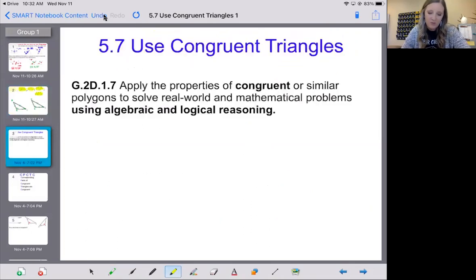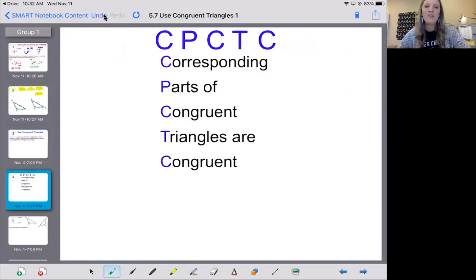So it says using congruent triangles. So again, if the triangles are congruent, we're going to use that idea to show even more pieces are congruent than were marked originally. So we're going to have a new acronym today. This will be on your test. It says CPCTC. Every other letter is a C. And it says corresponding parts of congruent triangles are congruent. Corresponding parts of congruent triangles are congruent.